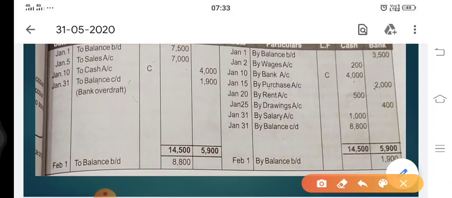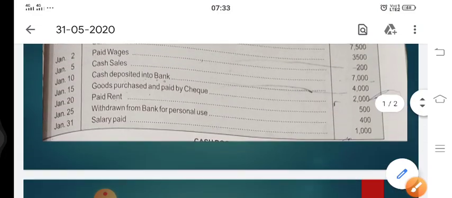Since cash is having a debit balance, we have written here to balance brought down 7,500. But bank, since it has an overdraft balance, that is a negative balance, we will write it on the credit side, that is, by balance brought down 3,500. Right, students? Moving to the next point.